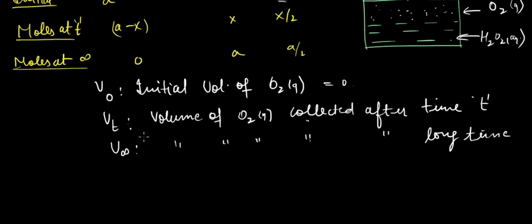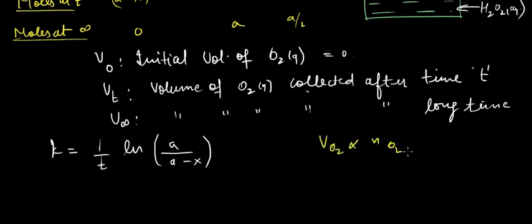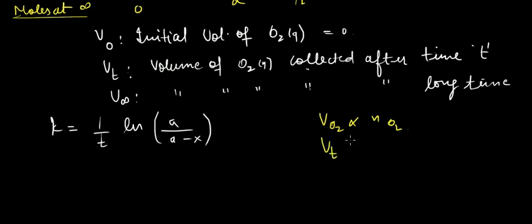We already know that K for a first order reaction would be 1 upon t ln A divided by A minus X. Now, as V of oxygen is proportional to n of oxygen, we can write that V at time t would be proportional to the number of moles of oxygen at time t, which would be X by 2. Similarly, V infinity would be proportional to A by 2, because at time t equals infinity, all of the H2O2 would have been decomposed into oxygen, resulting in A by 2 moles of oxygen.